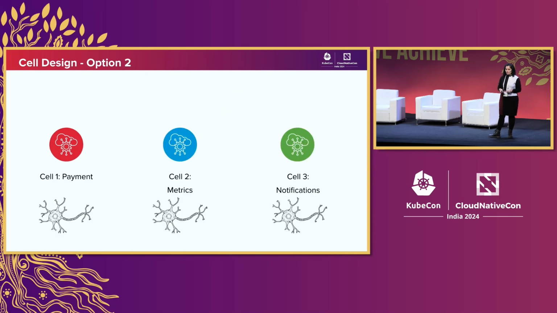OK, option number 2. Shall I make 3 cells, cell 1 as payment, cell 2 as metric, cell 3 as notification? Is that a good pattern? Yes? I can see a few hands raised. OK. Now, those who say no, this is not right. OK, so I can see a mix of the audience. 50% are saying yes, and 50% are saying no.